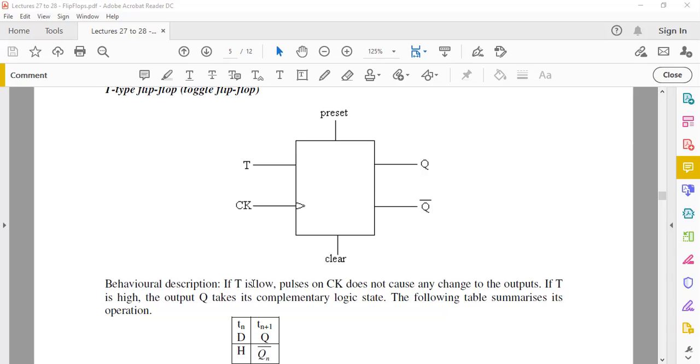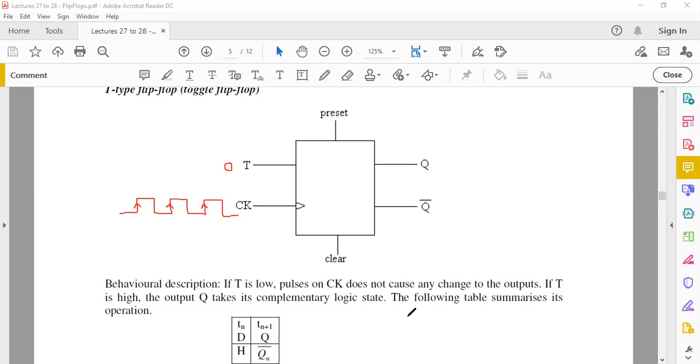If T is low, I'm just going to annotate here. What it's saying is, if T is low, pulses on the clock do not cause any changes to the output. We know our clock is going to be a waveform with a particular frequency, with rising and falling edges. So you have these rising edges here. This is how it's typically shown. In that state, when your T is low, pulses on the clock, so your rising edges, do not cause any changes to the output. So Q is going to maintain its initial state as long as your T is 0.